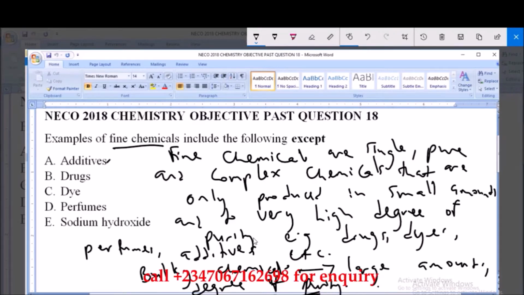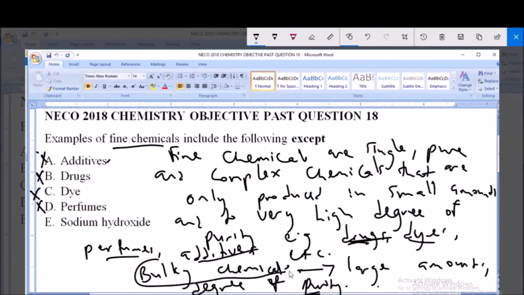Additives, we have listed additives as an example of a fine chemical. So an additive is a fine chemical and hence is not the answer to this question. Now, drugs is the first example we listed as an example of a fine chemical, so it is not the answer. We also listed dyes, so it's out. We listed perfumes, that is also out. Now, sodium hydroxide is an example of a bulky chemical because it is produced by chemical industries in very large amounts and the degree of purity is not emphasized. So sodium hydroxide is not an example of a fine chemical. It is a bulky chemical and hence the answer to this question.